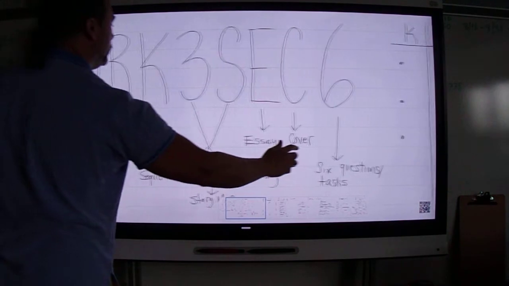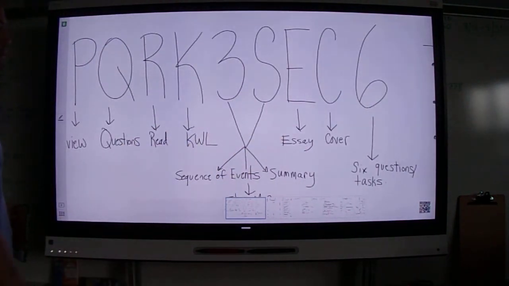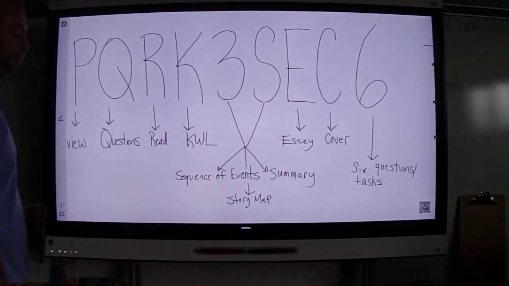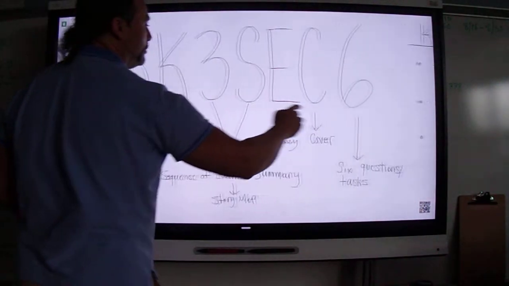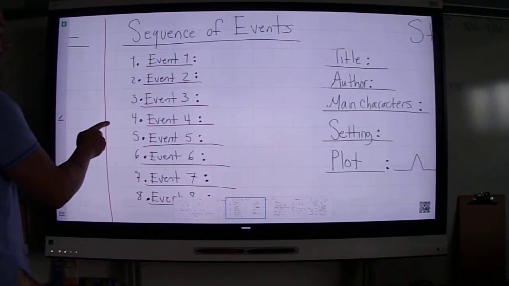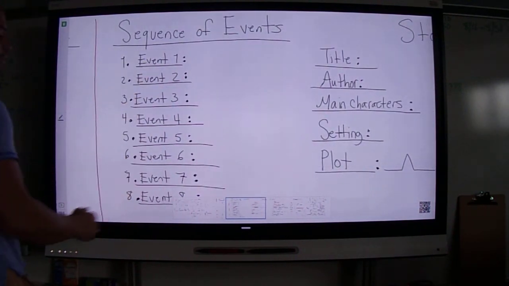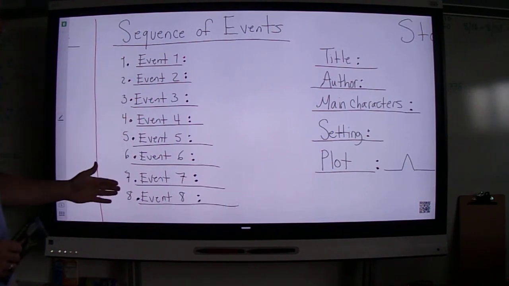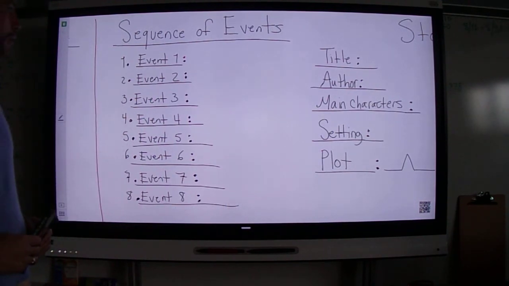After the K section, we come to the 3 S's. Sequence of events, story map, and summary. The sequence of events can be listed in chronological order. As many events as it takes, significant events from beginning to end.